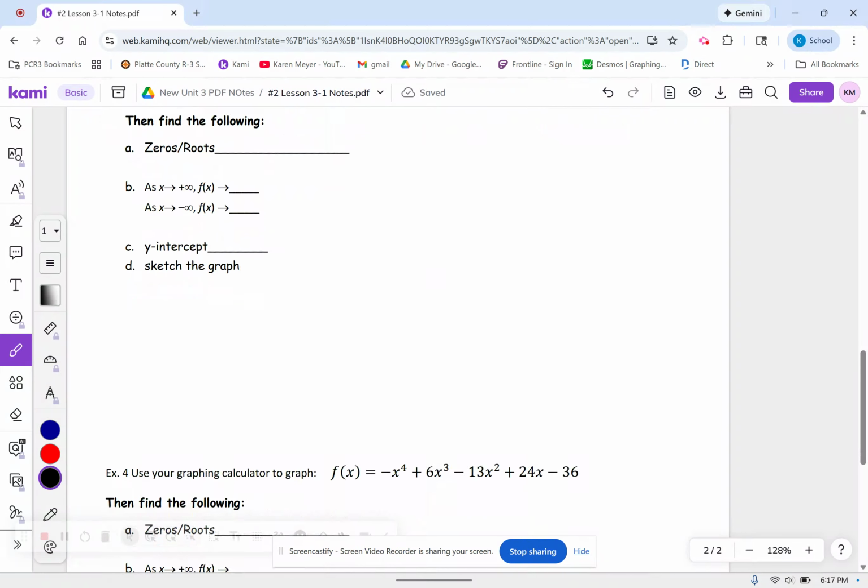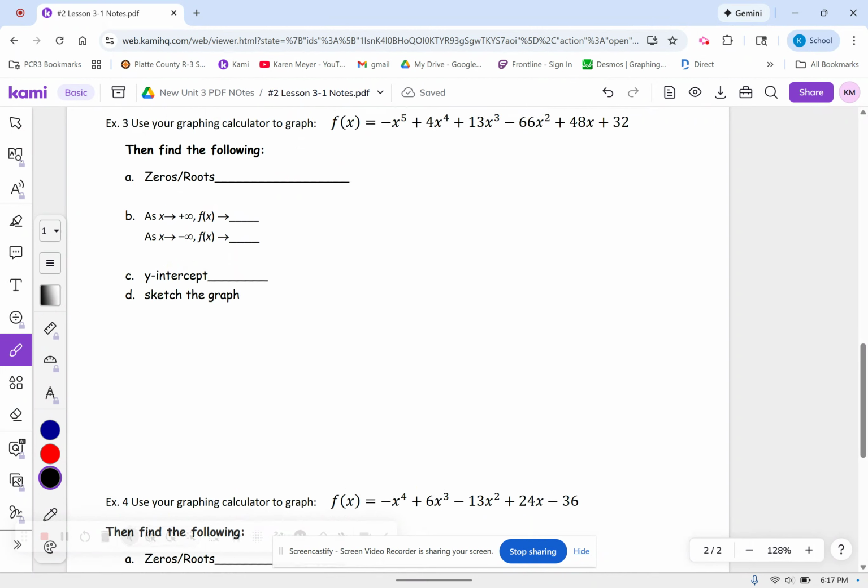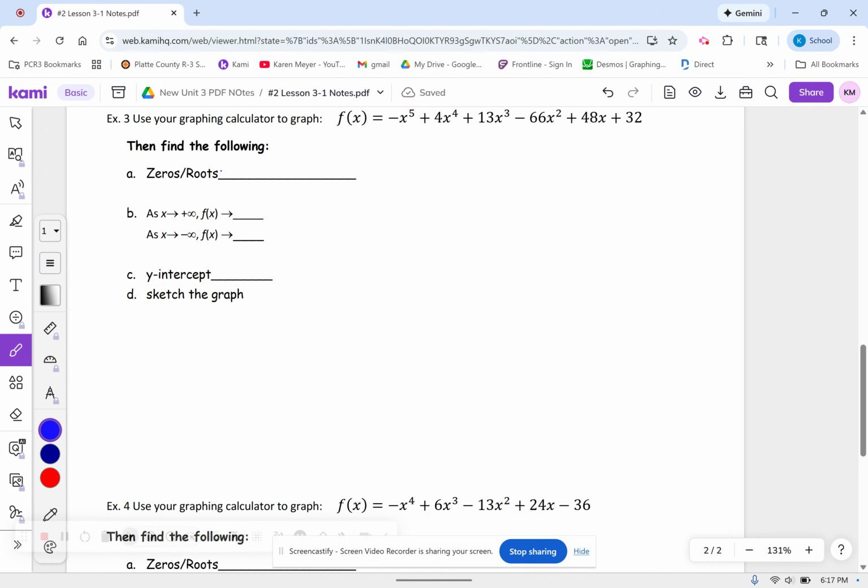Okay, so I have answers at negative 4, positive 2, and positive 4. So then I'm going to have to go ahead and work on my synthetic division. Remember, it doesn't matter which 0 you start with, so I'm going to start with negative 4. List out your coefficients, so negative 1, 4, 13, negative 66, 48, and 32.